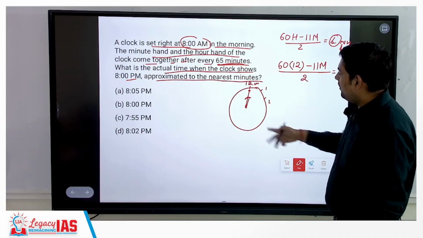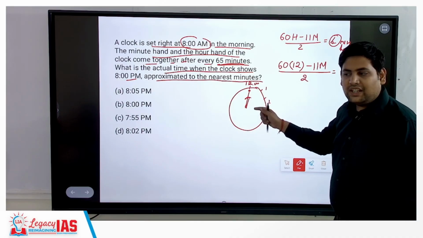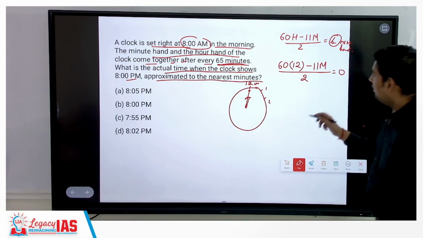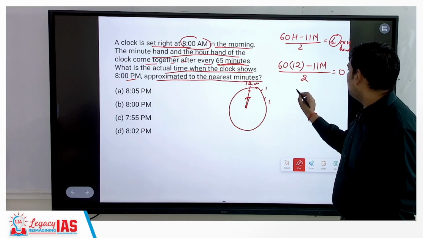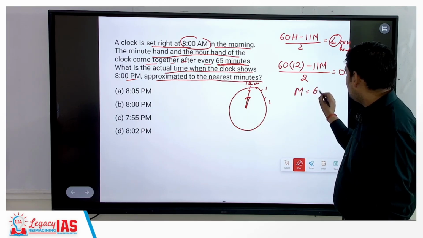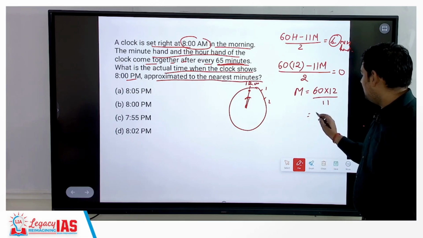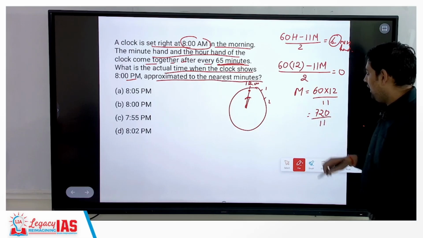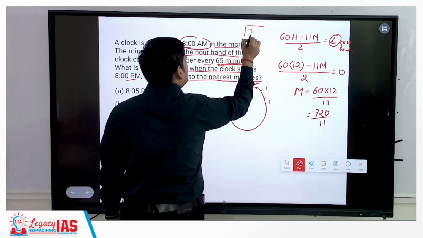Now angle, what do I want? If they both are coinciding, that means the angle that I want is 0. So what do you get? You get 2 into 0 will be 0 only. So you will get M is equal to 60 into 12 by 11. That gives you 6 sevens are 72, 720 by 11.